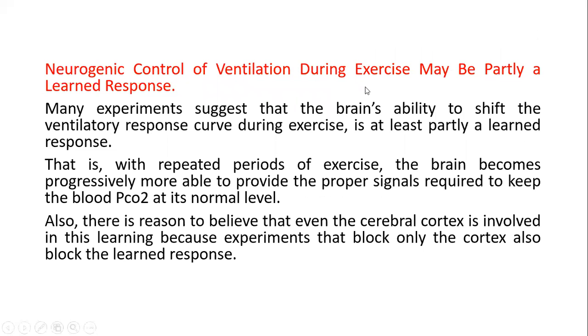Neurogenic control of ventilation during exercise may be partly a learned response. Many experiments suggest that the brain's ability to shift the ventilative response curve during exercise is at least partly a learned response. That is, with repeated periods of exercise, the brain becomes progressively more able to provide the proper signals required to keep the blood PCO2 at its normal level. Also, there is reason to believe that even the cerebral cortex is involved in this learning because experiments that block only the cortex also block the learning response.